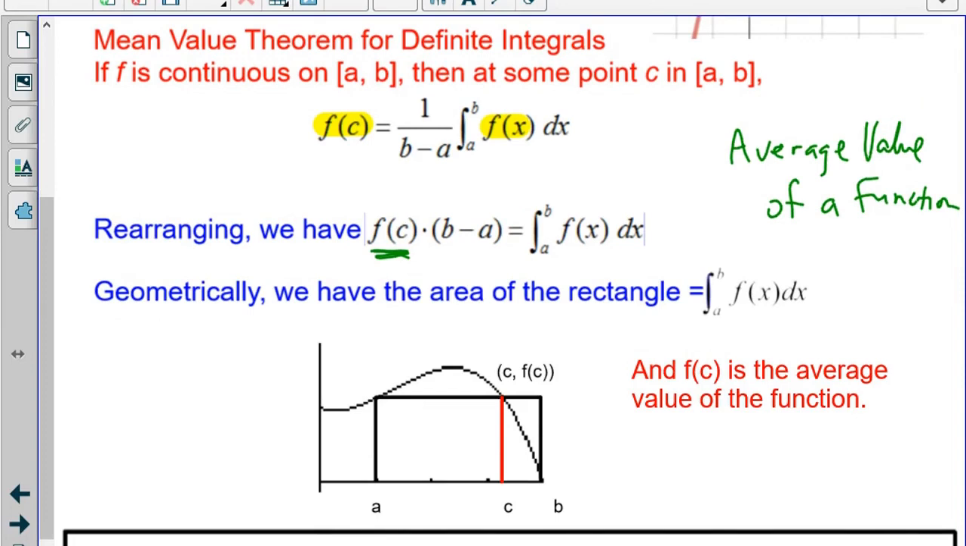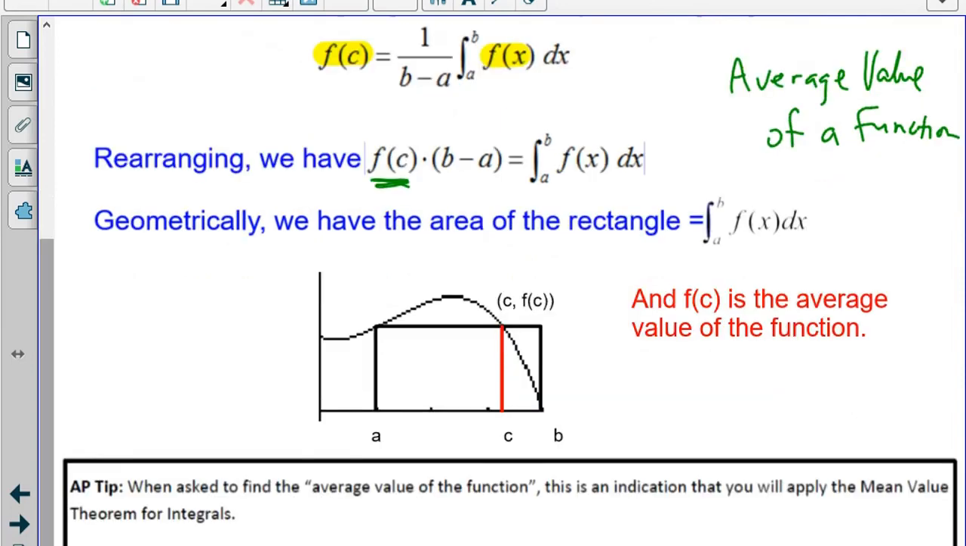Tip for the AP test: when asked to find the average value of a function, we want to use the mean value theorem for integrals.